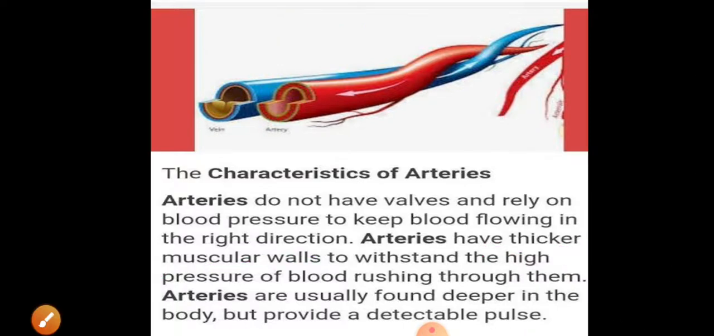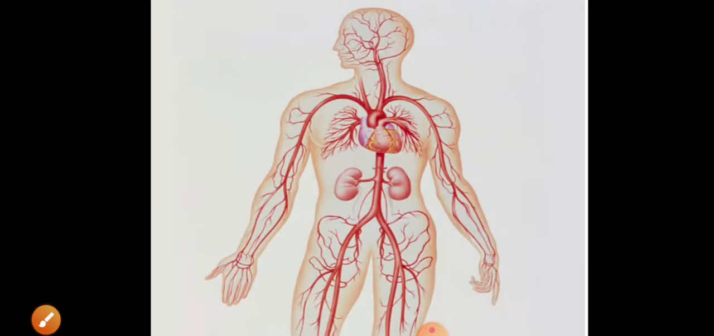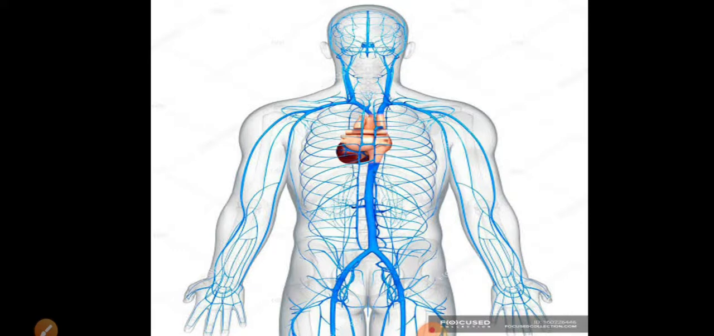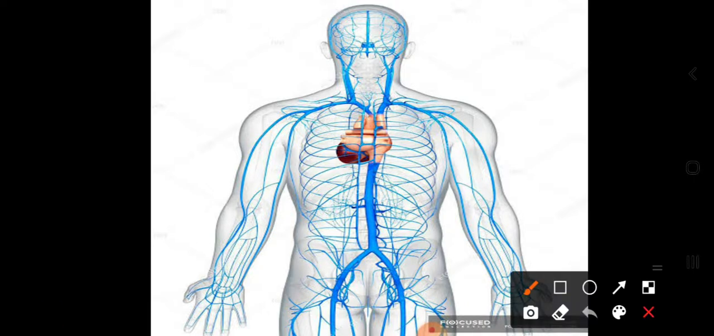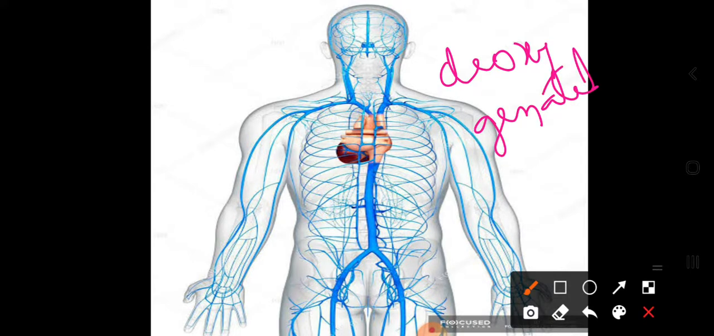So the deep-seated blood vessels present in our body, which are always carrying oxygenated blood from the heart to all body cells, are called arteries. Now the other type of blood vessels that we will notice in general are veins. Veins are the blood vessels which always appear blue in color, as they are carrying impure or deoxygenated blood with them. As a result, these veins appear blue in color.